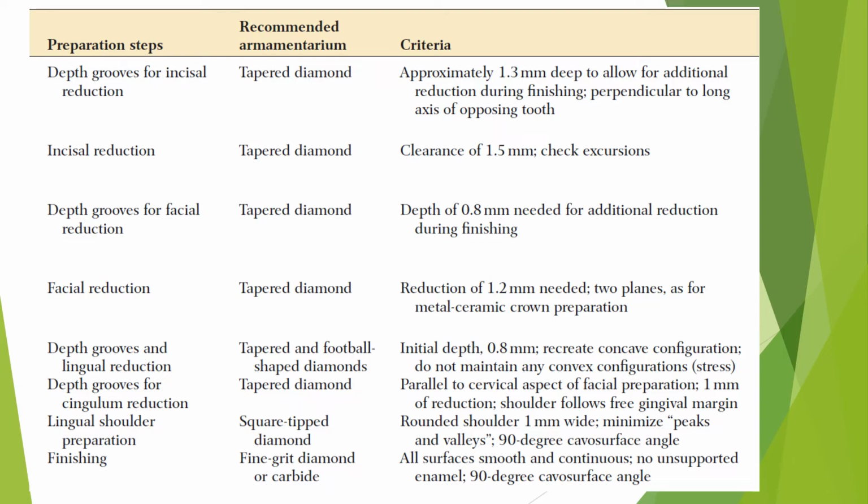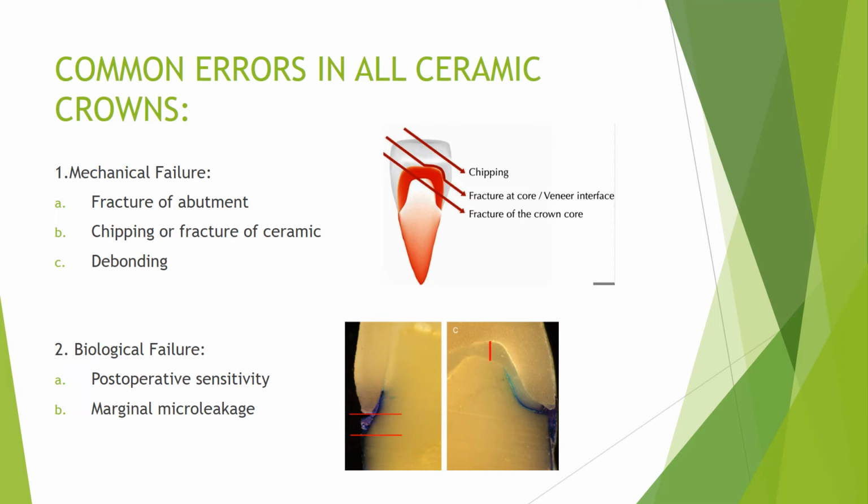All right, so usually you can see tapered diamond will do the job for all the preparation. You need a football shape, you might need a square tip diamond, you might need a fine grit, right? So 1.3 mm depth grooves, 1.5 mm clearance, 0.8 mm facial depth grooves, 1.2 mm reduction in the two planes, right? So basically just a summary of the whole. Mechanical, biologic, and aesthetic, just like our crown preparation.